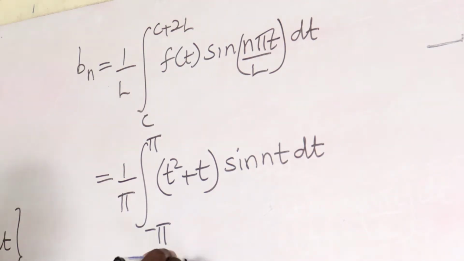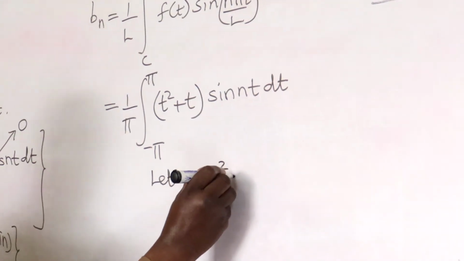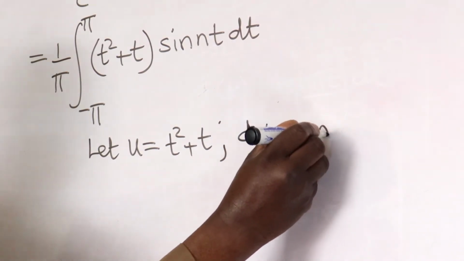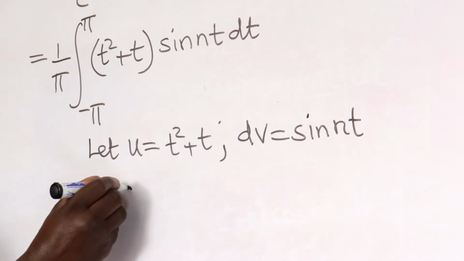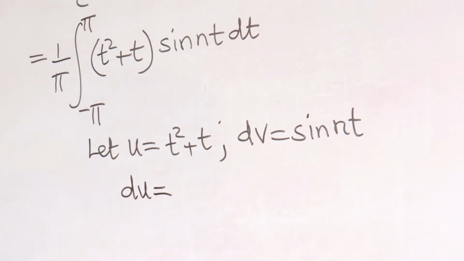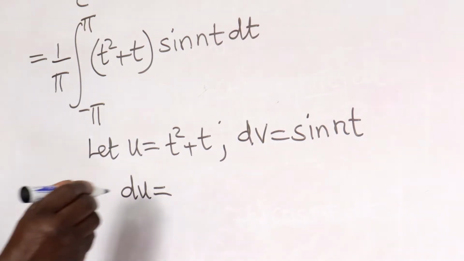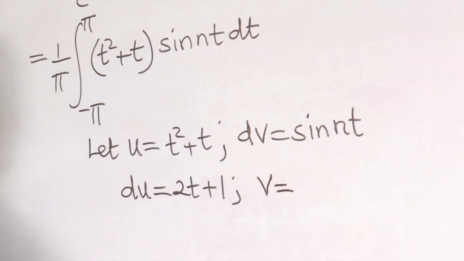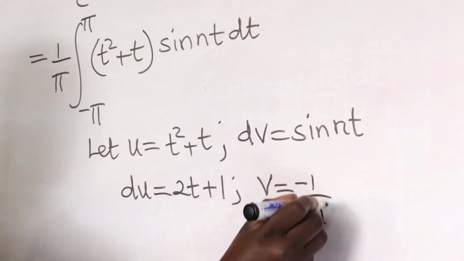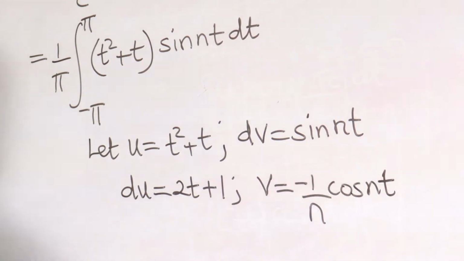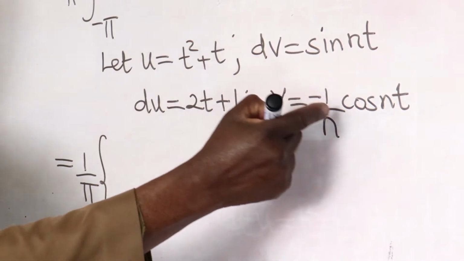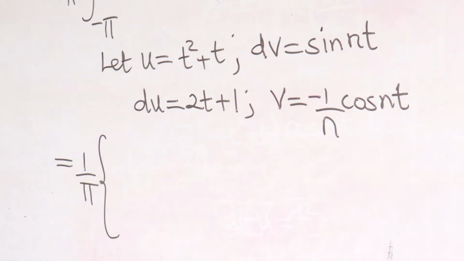So here we need also integration by parts. We let u to be t squared plus t. And we need dv to be sine nt. du will be equal to 2t plus 1. And v is equal to minus 1 all over n cos nt. So this will be 1 all over pi. We put a bracket. We write u times v.